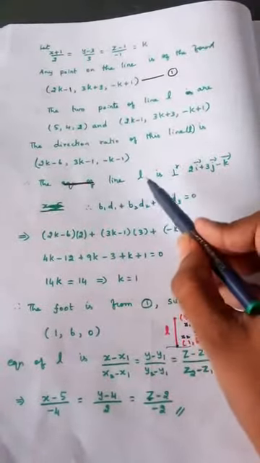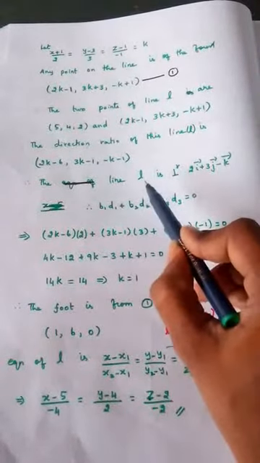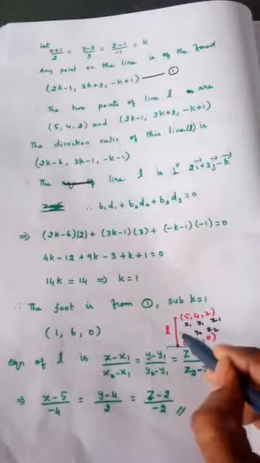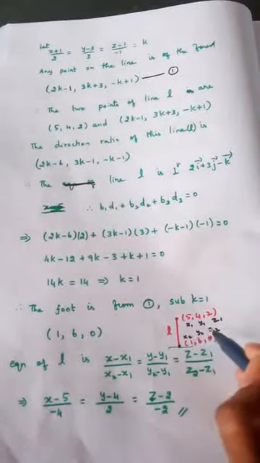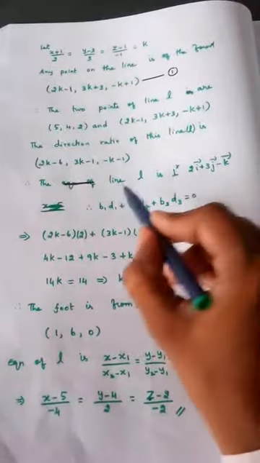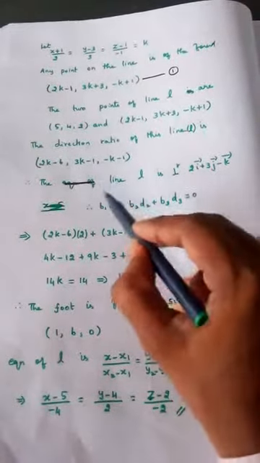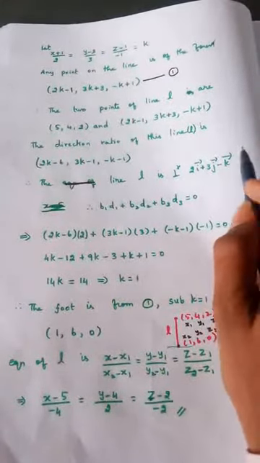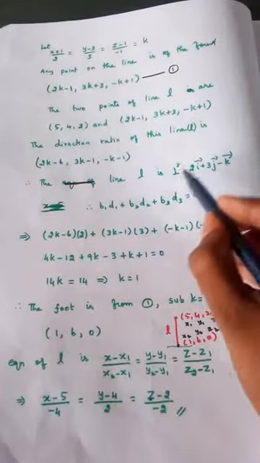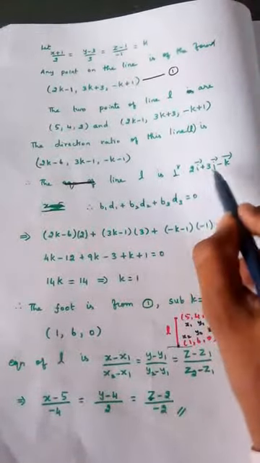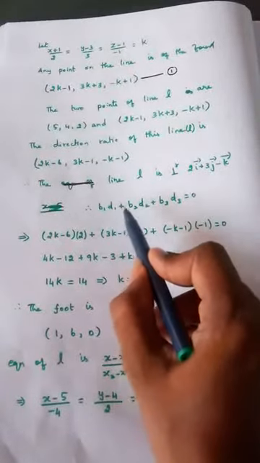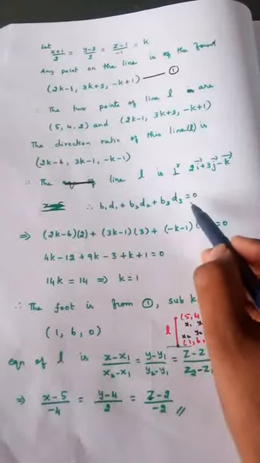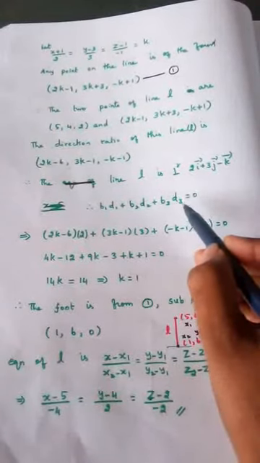Next, from the diagram I am writing the line L is perpendicular to, if you see the original diagram, another line will be here, that is called 2i plus 3j minus k. Just see the diagram, you will understand the reason for this. The line L is perpendicular to this vector. Going back to the theory part, if two lines are perpendicular, then the condition is b1 d1 plus b2 d2 plus b3 d3 equal to 0. This is the condition for two lines to be perpendicular.